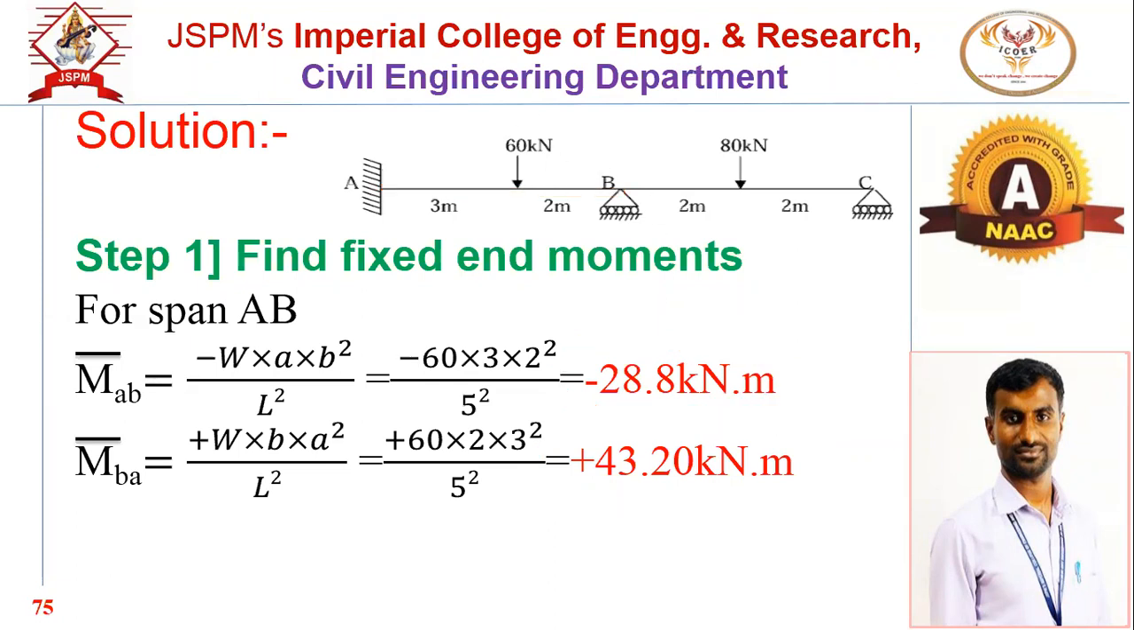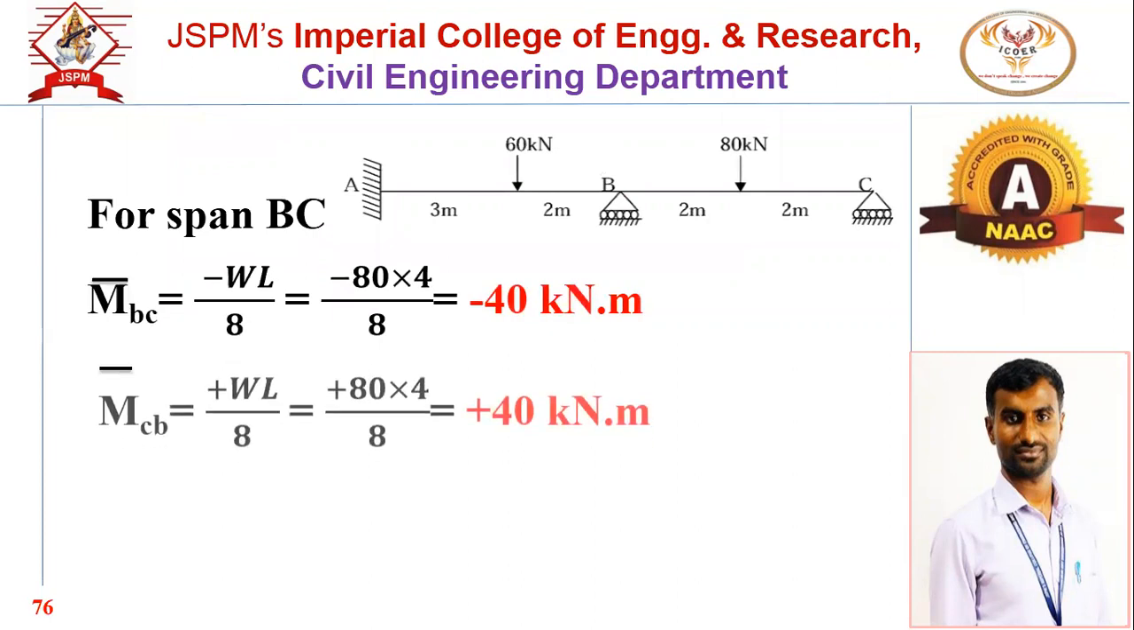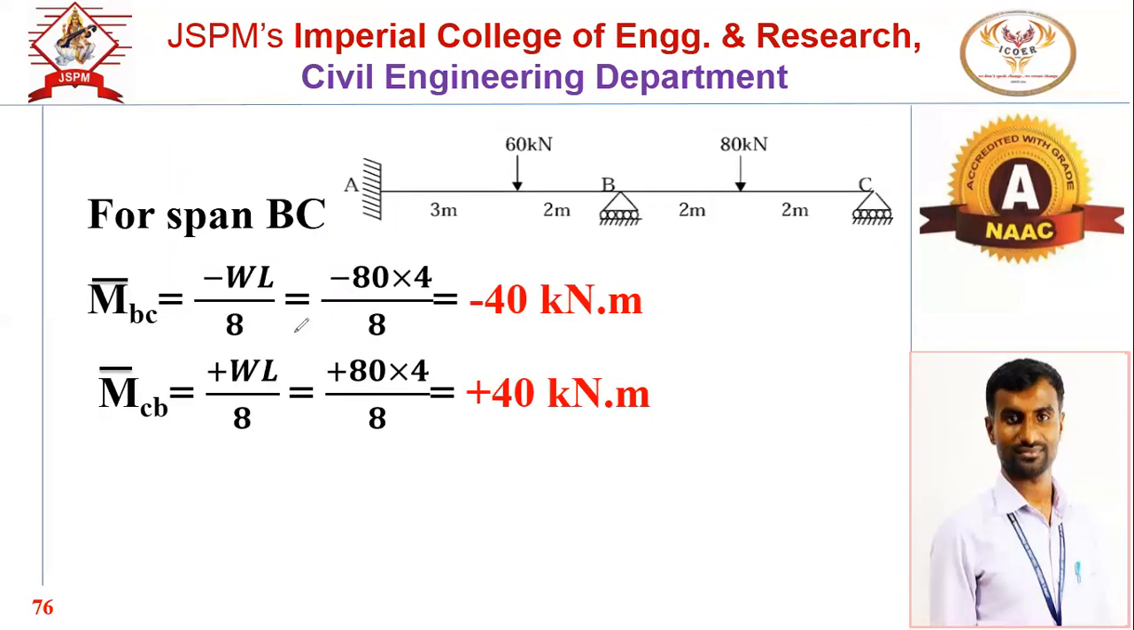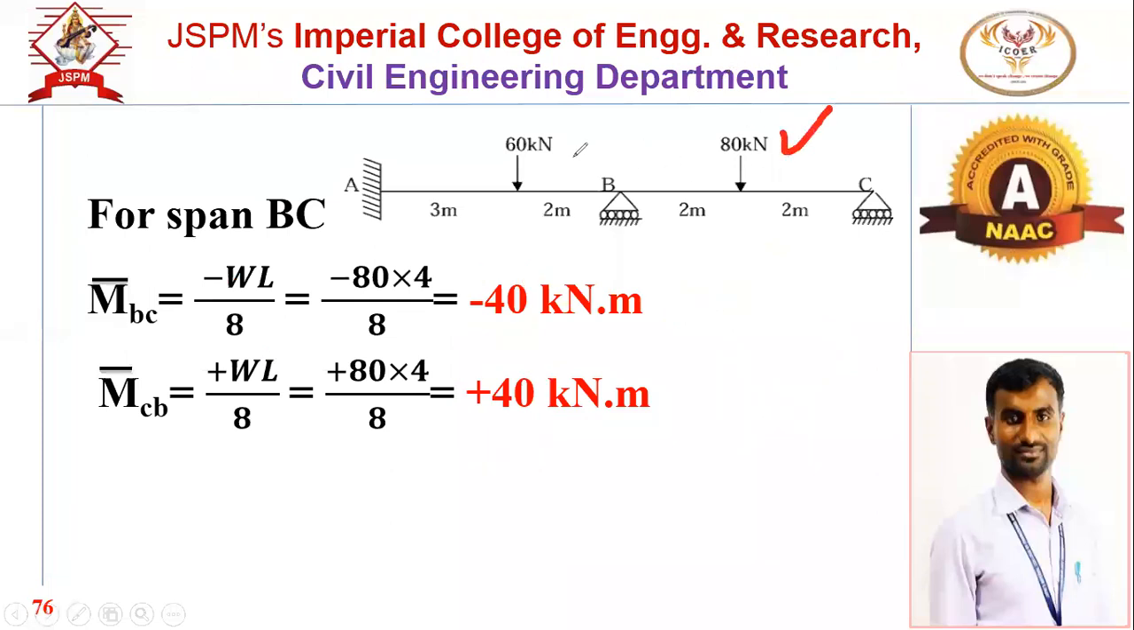Similarly, for member BC, there is a central point load. So loading is symmetrical, and you will get equal and opposite moments. The formula is minus plus WL by 8. If you put the value of W as 80 and L as 4, then 80 into 4 by 8 will be 40. The first fixed end moment is minus, so minus 40 plus 40. So these are the fixed end moments due to the loading condition of 80 and the loading condition of 60 kilonewton.